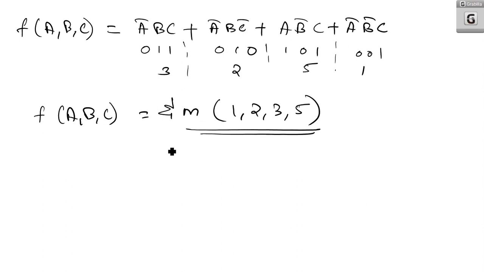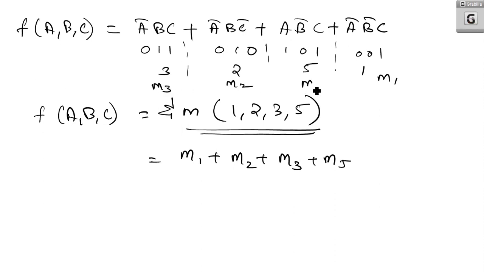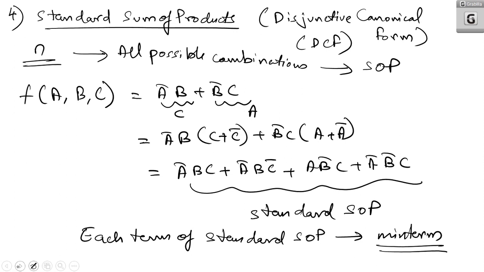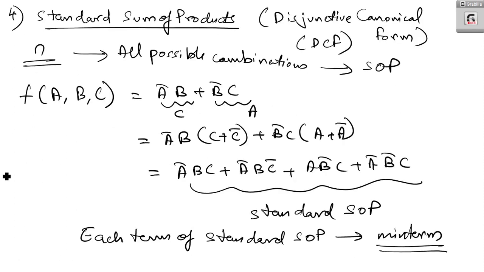Or you can write it as m1, or m2, or m3, or m5. Now what is m1? This term is m1. This term is m2. This term is m3. This term is m5. So I hope you understood the representation in min term form. I will show one more example in standard sum of products form. That was the first example.